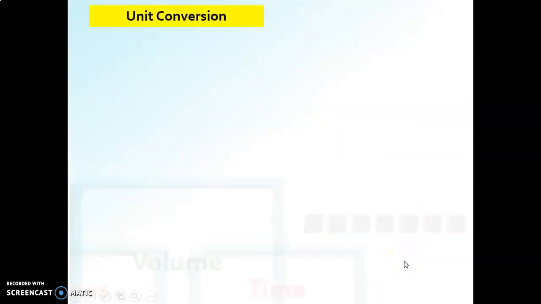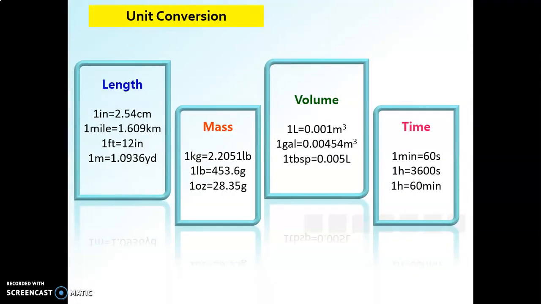Alright, next we go to unit conversion. The table shows the conversion factor for each particular physical quantity: length, mass, volume, and time. For length, the conversion factor from inch to cm is 1 inch equals 2.54 cm. 1 mile equals 1.609 kilometers. And the rest you can refer to from this table.